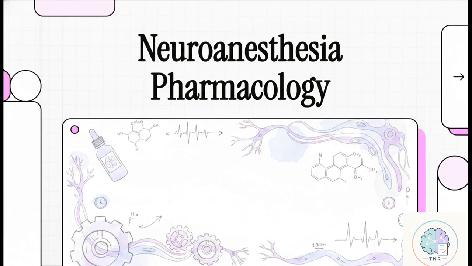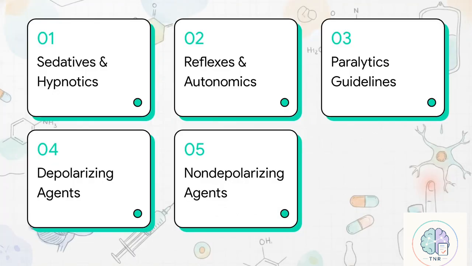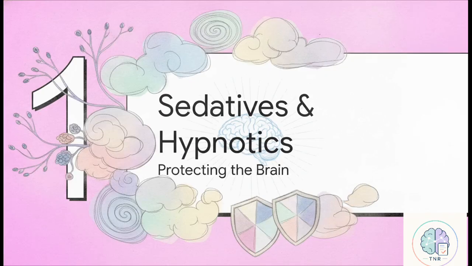In this explainer, we're going to break down the exact agents they use straight from our source material, going point by point so we don't leave any crucial detail behind. Here is our roadmap for the day. We are going to cover 1. Sedatives and hypnotics, 2. Managing reflexes and autonomics, 3. Paralytics guidelines, 4. Depolarizing agents, and finally 5. Non-depolarizing agents. All right, let's kick things off with Section 1, sedatives and hypnotics and how they protect the brain.